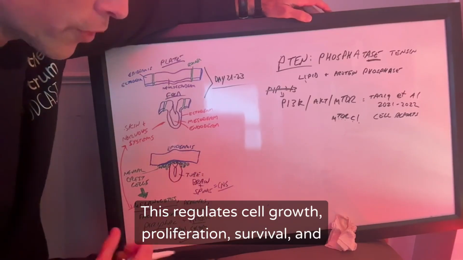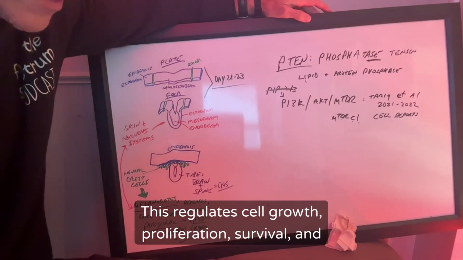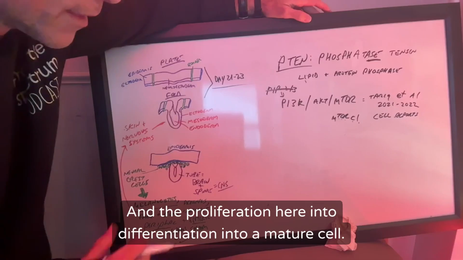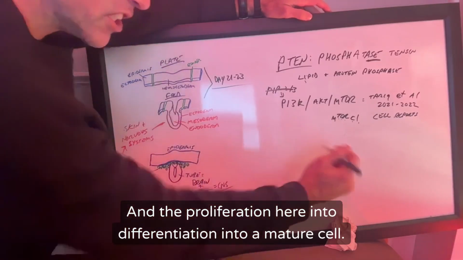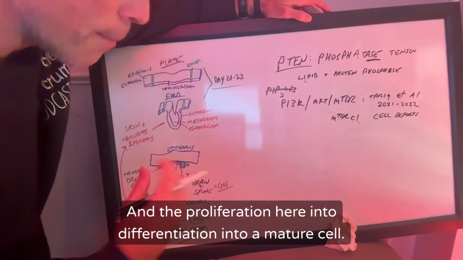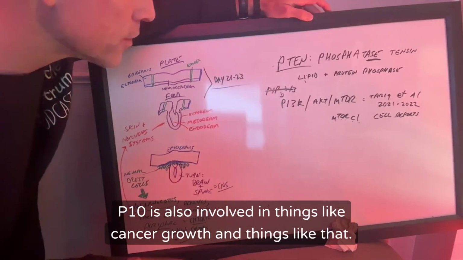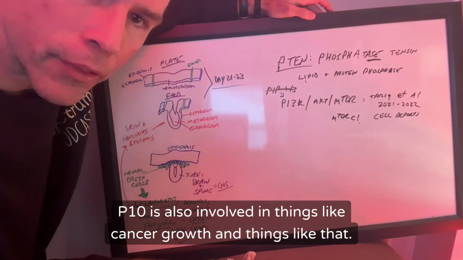This regulates cell growth, proliferation, survival, and differentiation as well. And the proliferation here into differentiation into a mature cell. PTEN is also involved in things like cancer growth and things like that.